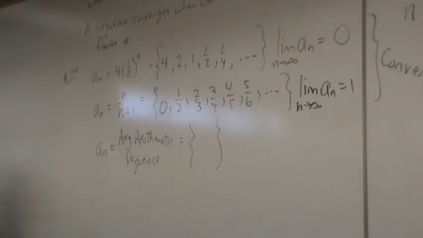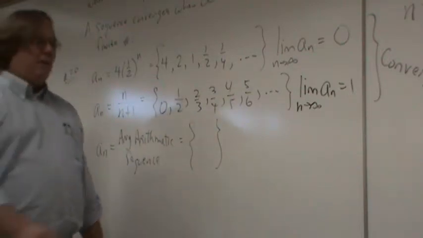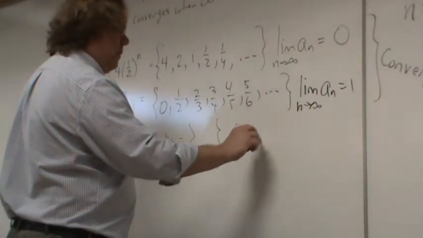Yeah, diverge, right? Because any number you think of, you just keep adding or subtracting the same number over and over again. You're either going to end up in positive infinity or negative infinity. So this diverges.